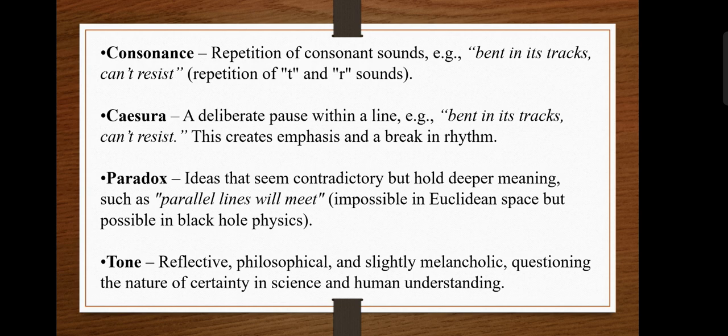So it is the opposite of enjambment. Enjambment means there is a flow between the lines. Here there is a pause in between the line. Okay. And next is paradox. Paradox means ideas that seem contradictory to each other. "Parallel lines will meet." It is a paradox. Actually, parallel lines will never meet, but here parallel lines will meet. That's what she's saying here.